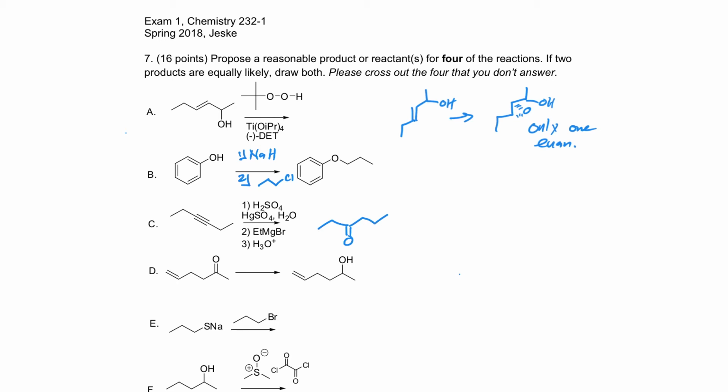Part C, the first step came from the triple bond chapter, and that was how to make a ketone out of an alkyne. And then we added Grignard and worked up with acid, so the final product should be that species right there.